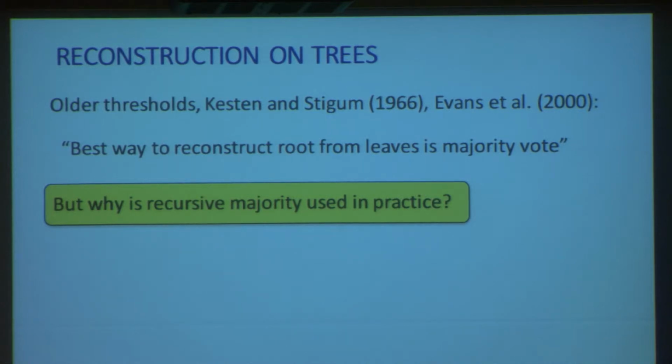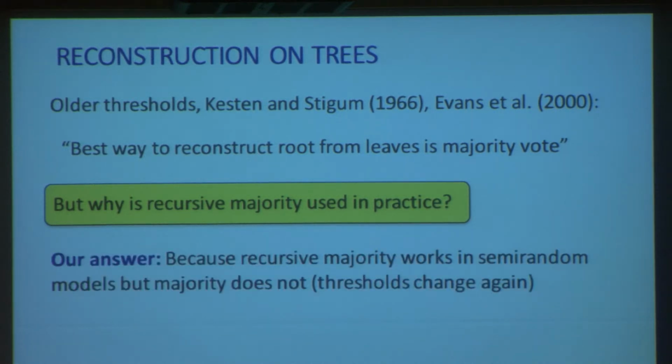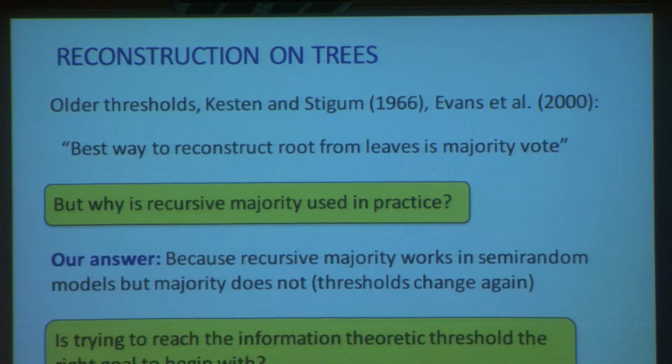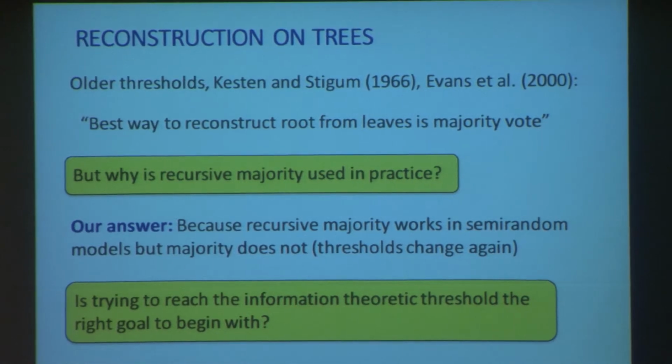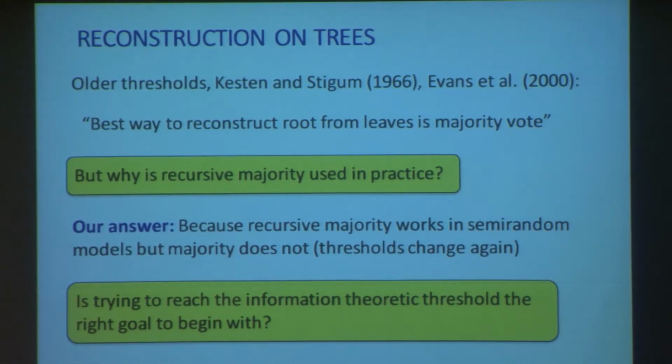So you could wonder, why are people using this despite the fact that the theory for what's the right way to get down to the threshold has been known for over 50 years? And our answer to this question is actually the same: recursive majority works in a semi-random model and majority does not, it fails spectacularly. So what this raises is an interesting philosophical question, which is when we try and reach the sharp information theoretic thresholds of a problem, is that really the right goal to begin with? To what extent are these sharp thresholds a property of exploiting not only the structure of the signal in a generative model, but even the precise structure of the noise?